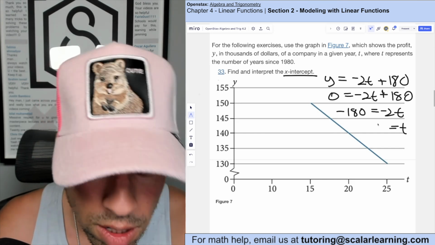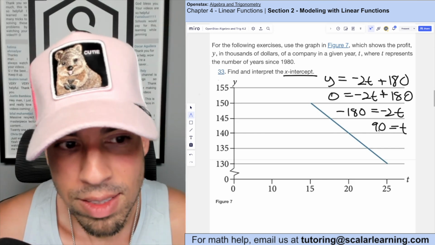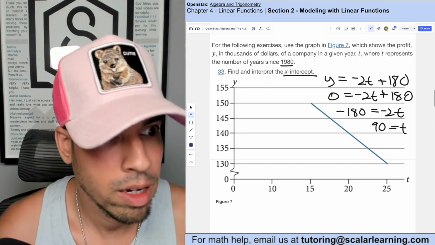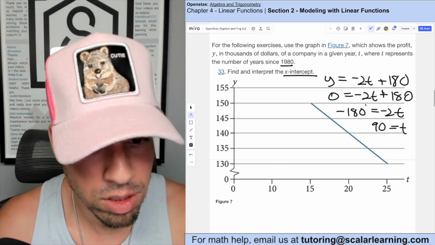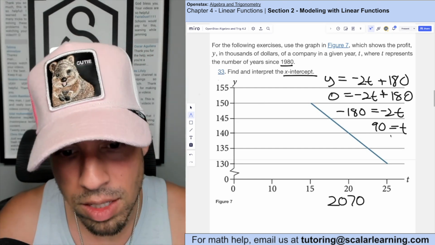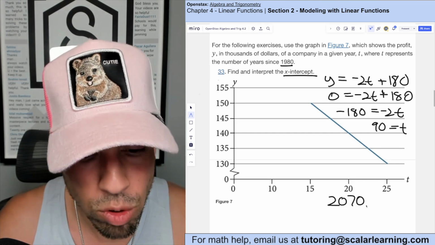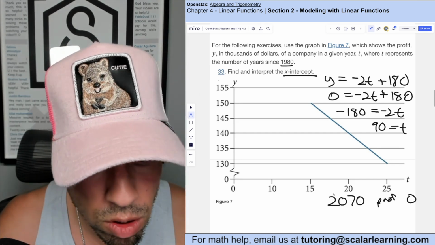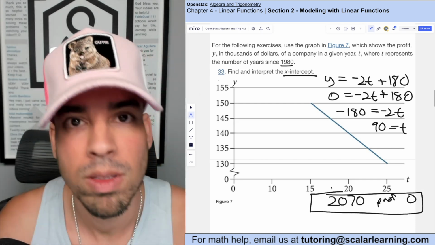T equals 90. So that means it will take 90 years from 1980 to hit a profit of $0, aka in 2070, right? That's 90 years from 1980. In 2070, profit will be 0. There's your answer. Boom, done.